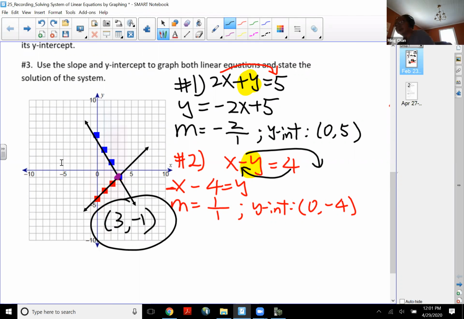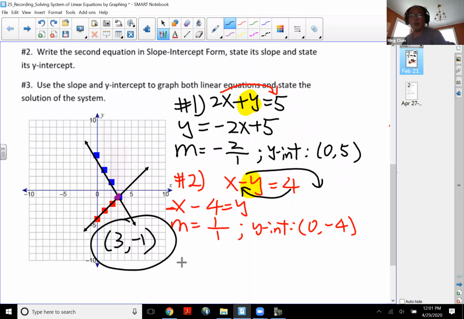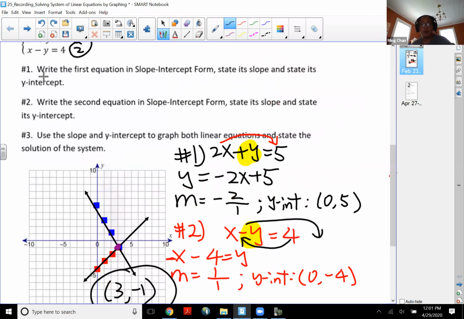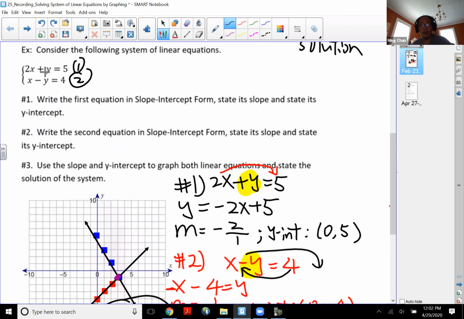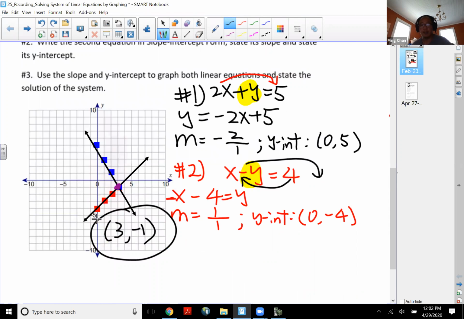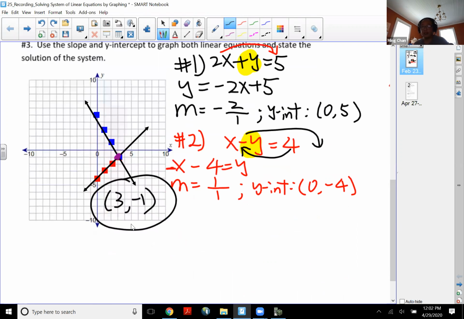So what that means is this particular x value and y value, if you substitute them into both equations, it will actually satisfy the entire system. So this must be the solution to the entire system. Okay, called a point of intersection.